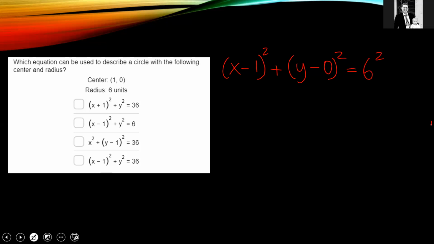Okay, now they did some simplification here, obviously. Because let's look at the y minus 0. Well, 0 doesn't do anything. We don't care about it. Very sad. Poor neglected 0. So we can just leave that as y squared. Now, 6 squared, we actually know what that is. 6 times 6 is 36. So our answer is right here.